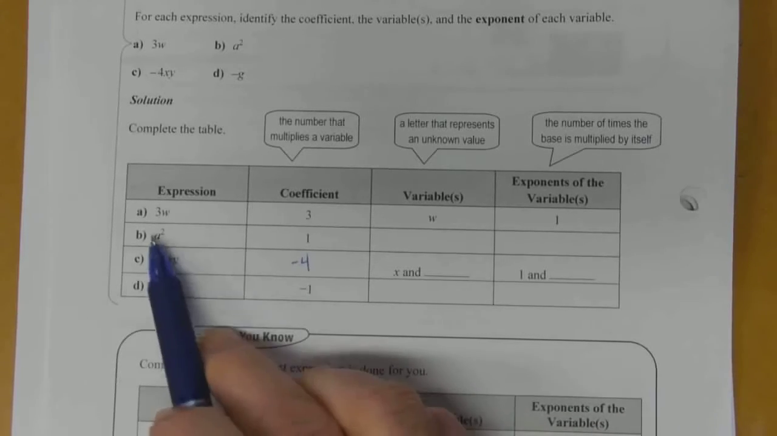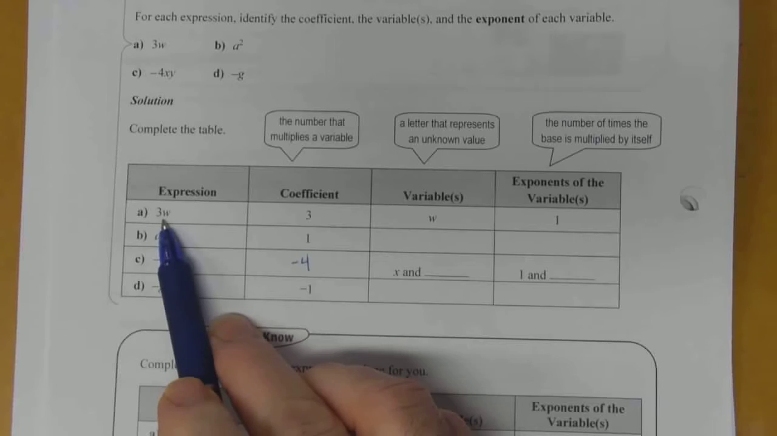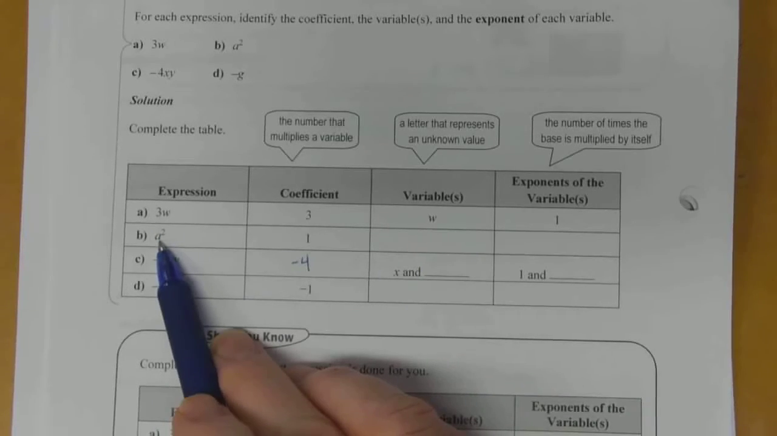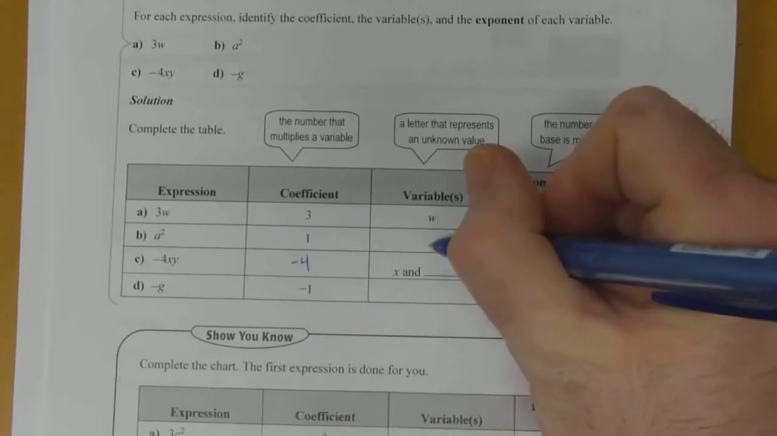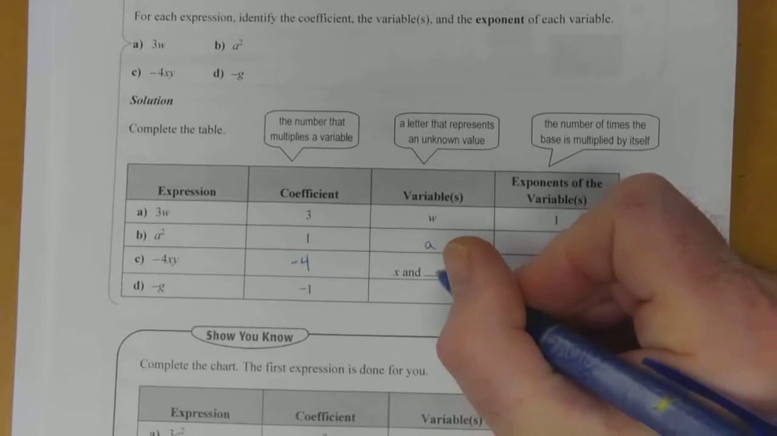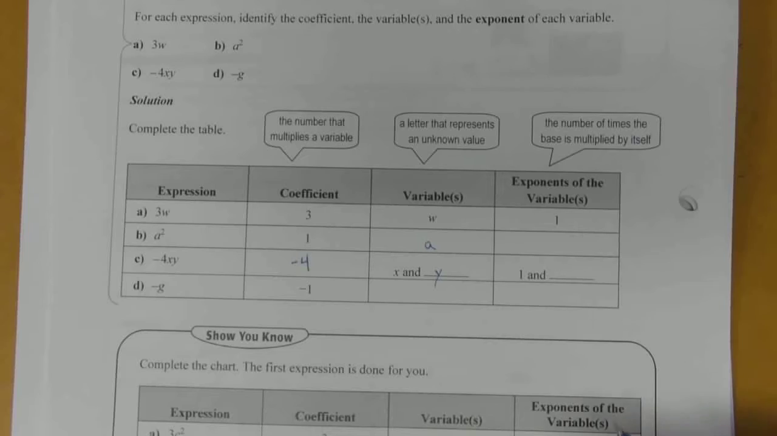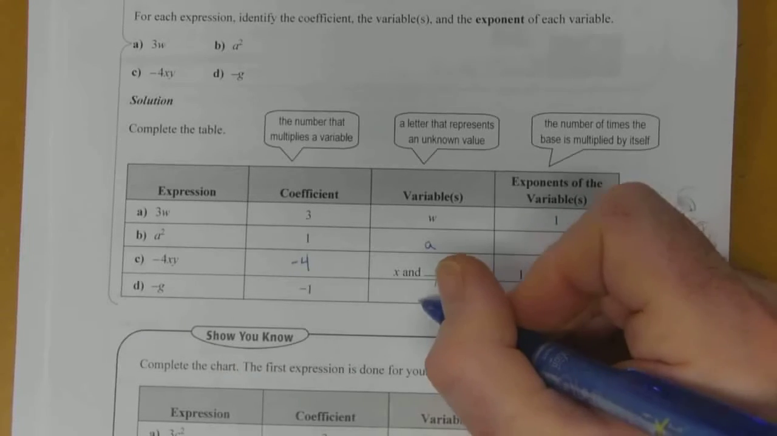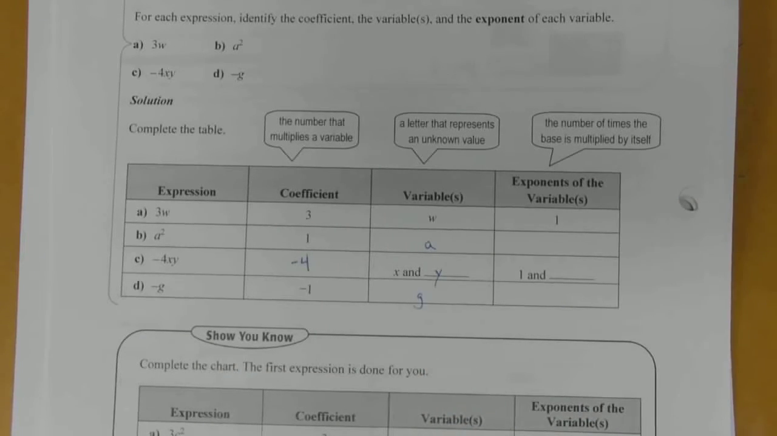Variables, these are pretty easy. If it's a letter, it's a variable. So w goes here. Our variable here is an a. In this instance, we've got an x and a y, so we have to list them both, x and y. And in the fourth one, we have a g for variable.